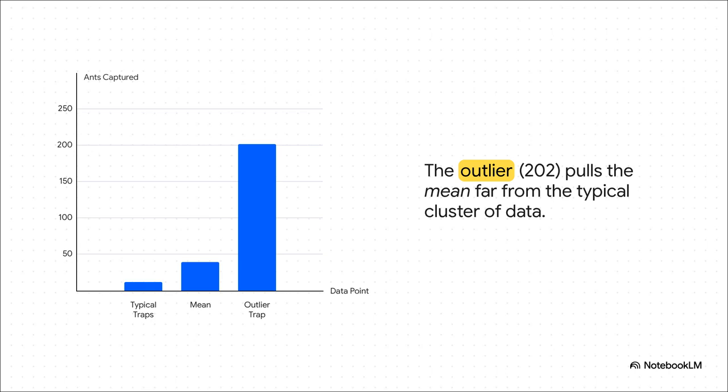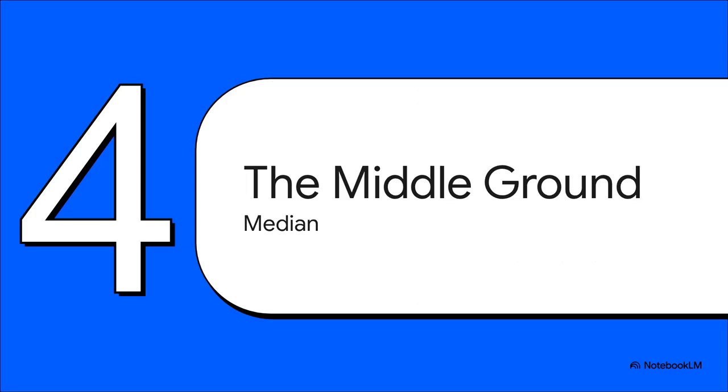At 39.3, it's been physically dragged away from where most of the action is. The mean is just not representing this group very well at all. So when the mean is getting thrown off by an outlier, what do we do? Well, we call in a different kind of hero, one that isn't so easily influenced. Let's talk about the median.